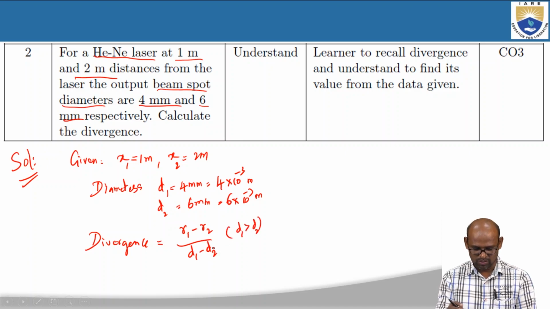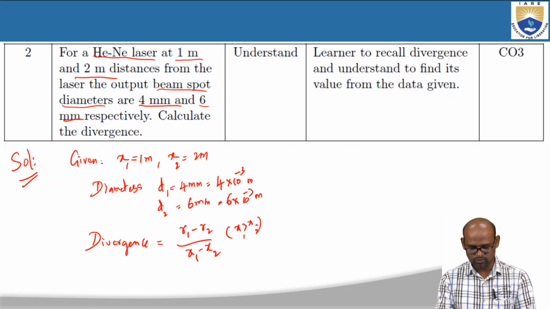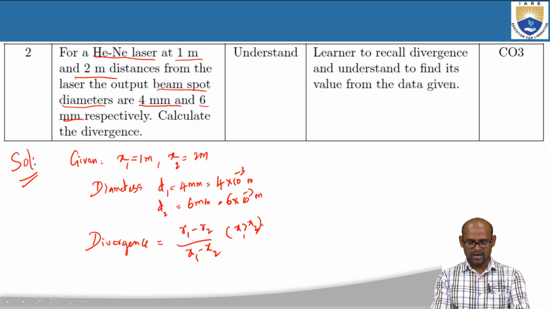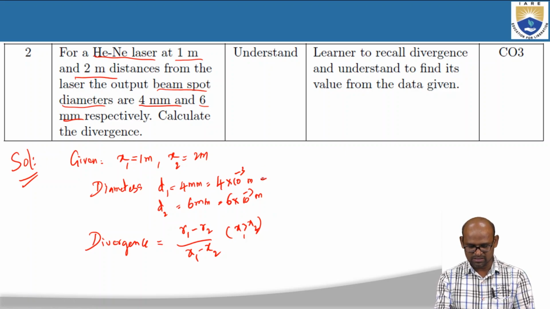Whatever we are using here is x1 minus x2. So x1, x2 are distances, x1 must be greater than x2, and R1, R2 are radii. But here they have given us the diameter, so I am going to calculate the radius. Radius is diameter by 2. So I can calculate this radius as 4 by 2 is 2 into 10 power minus 3, and for this, the radius is 6 by 2 is 3 into 10 power minus 3 meters.